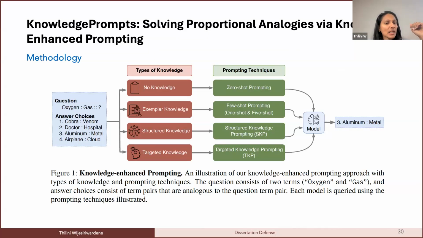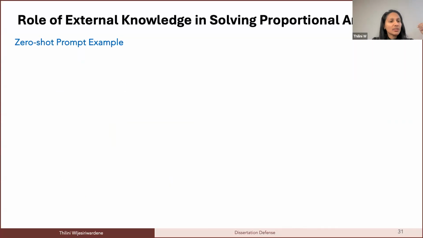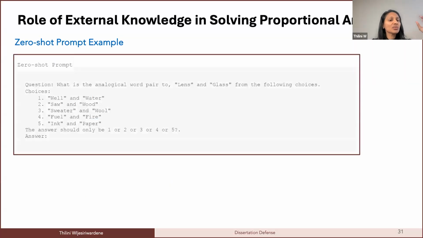So we use different types of knowledge in the prompt that we send to the LLM, and we basically ask the LLM to give the answer similar to a human, right? So I'll just show you the zero-shot prompt example for this work. We have the question, we have the answer, we have a very short instruction for the LLM, and we prompt it for the answer.